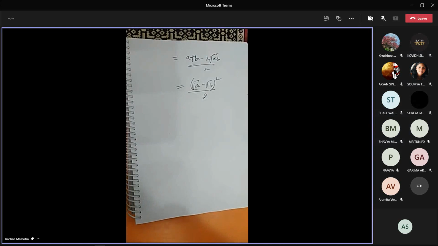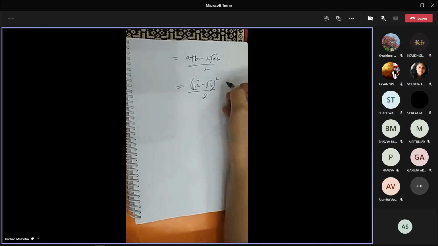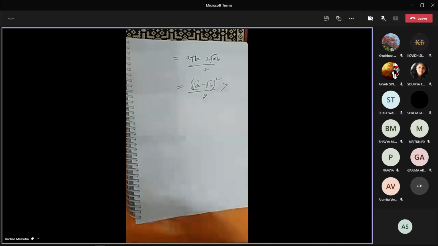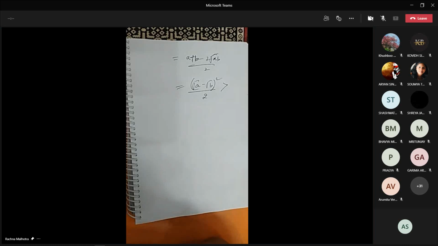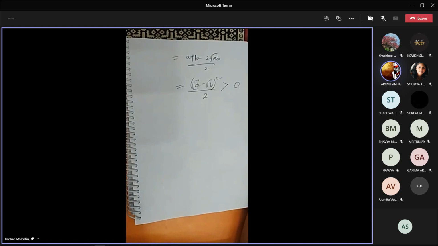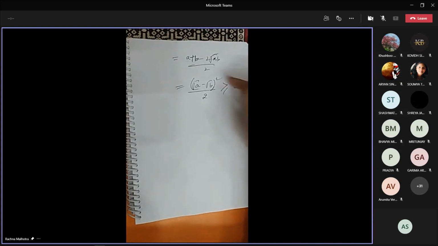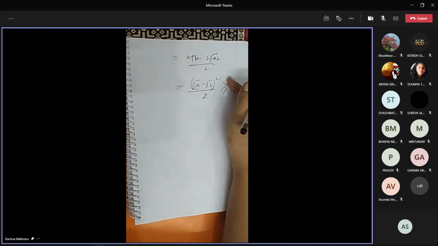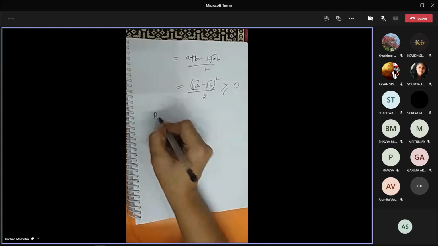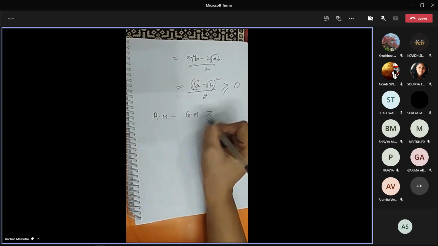Can we write it as? A square is always greater than 0, sometimes it can be equal to 0 also. Equal कब हो जाएगा 0 ये? When A is equal to B. Yes, if A is equal to B. So we can take both the cases. Square can be 0, square can be positive. So what we have got now, AM minus GM is greater than or equal to 0.